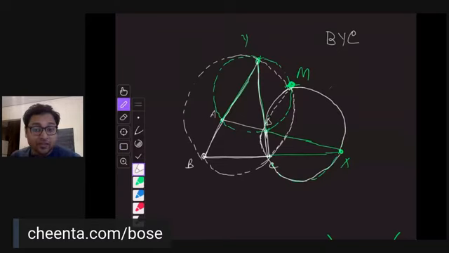And this is a non-trivial fact. You have to work hard to actually prove this, that the circumcircle of BYC actually passes through M. Not only that, the circumcircle of ABX will also pass through M. Something like this.